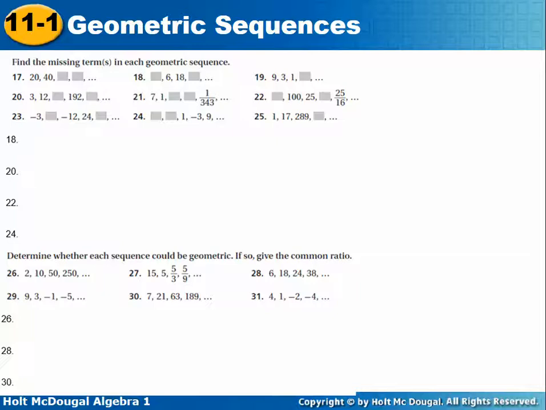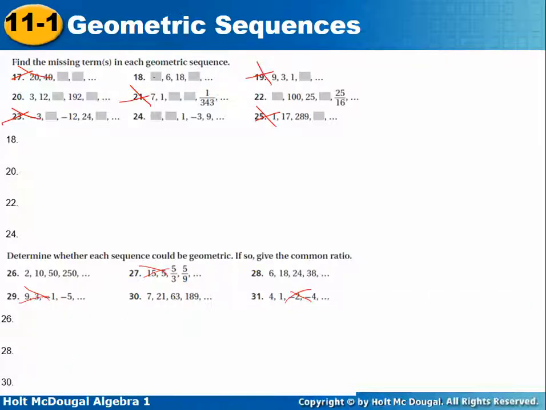On your worksheet, there's some problems at the bottom to help review this topic. You only have to do the evens. I copied this, took a snip out of the textbook, so it has the odds, but you do not need to do them. Just do the even problems. You're going to find the missing terms. And then in 26 through 30, same thing. Don't do the odds. You can just do the evens. It's just a little bit more practice. In 26, 28, and 30, it's just say whether or not it can be geometric, yes or no. If it's yes, give the common ratio.